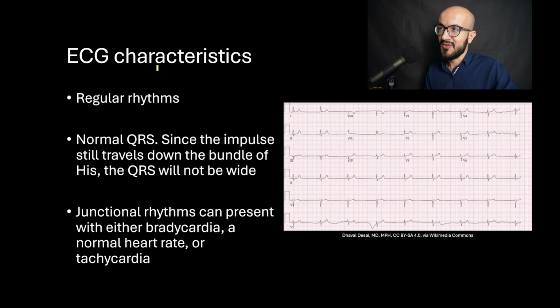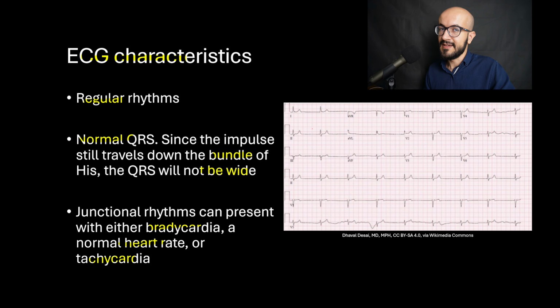Now let's talk about the ECG characteristics of the junctional rhythm. So the junctional rhythm is a regular rhythm with a normal QRS complex, because the impulse still travels down the bundle of His and through the right and left common bundles, so the QRS will not be wide, and the junctional rhythm can present with either bradycardia, normal heart rate, or tachycardia.